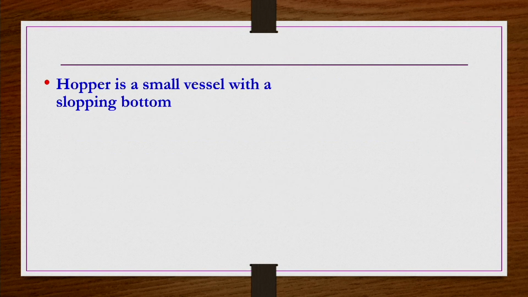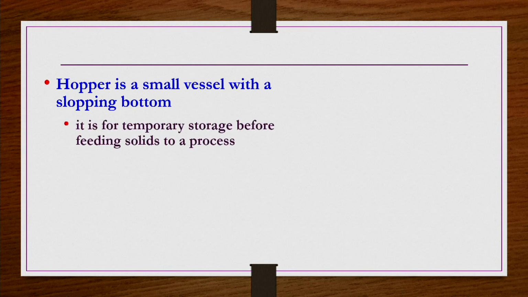Then we have the hoppers. Hopper is a small vessel with a sloping bottom. It is for temporary storage before feeding the solids to a process. Let us say you have a heterogeneous reaction. So, the solid material is going to be reacted with a fluid in a heterogeneous reactor. Before the reactor you will be having a container which is called a hopper, the container for the storage of these solids. These solids are properly processed and ready for the reaction or ready for the subsequent operation.